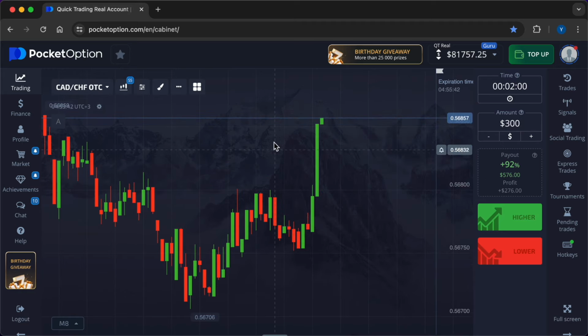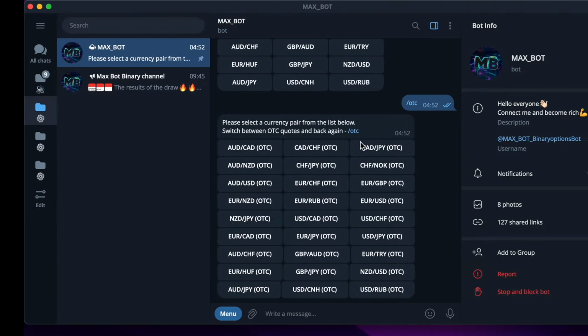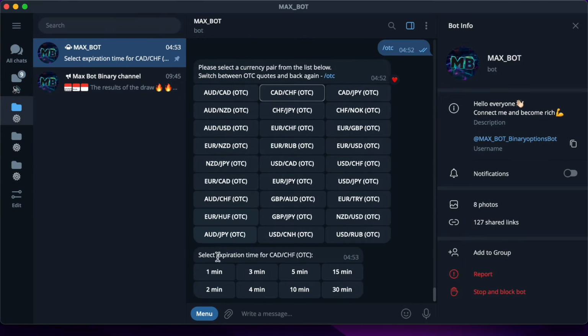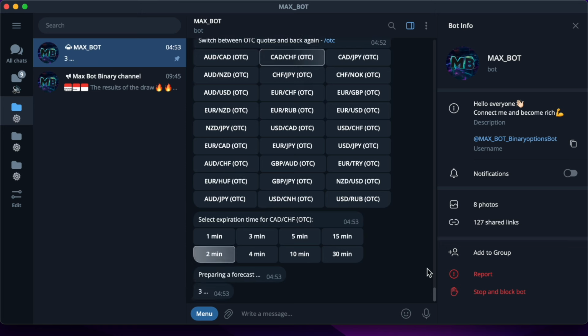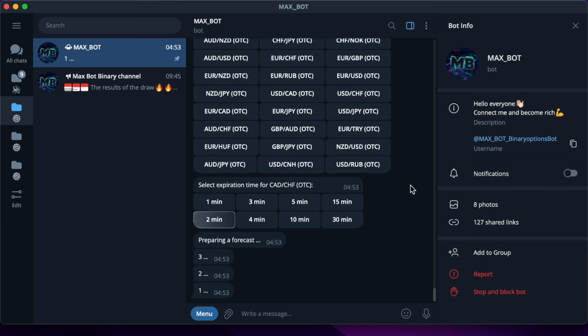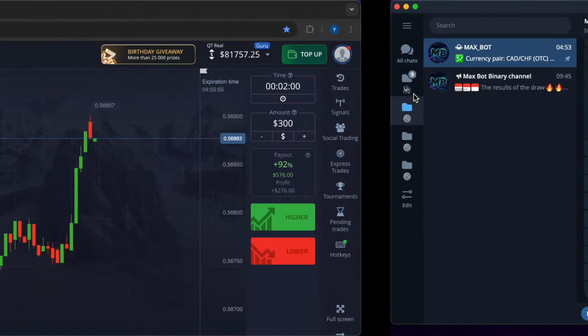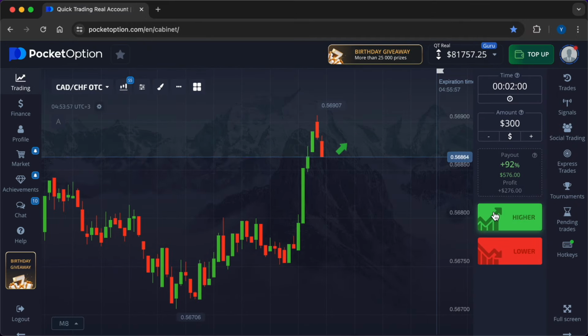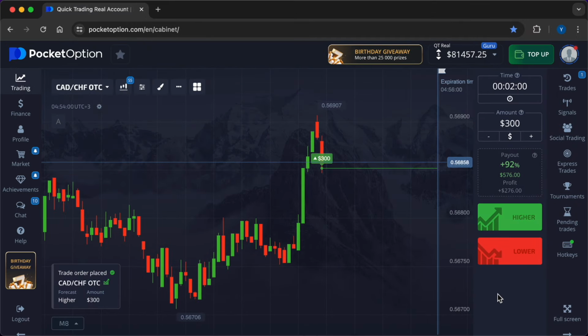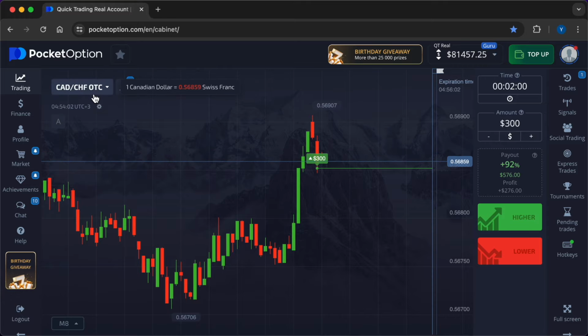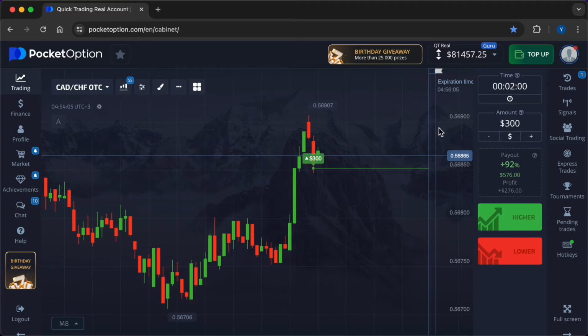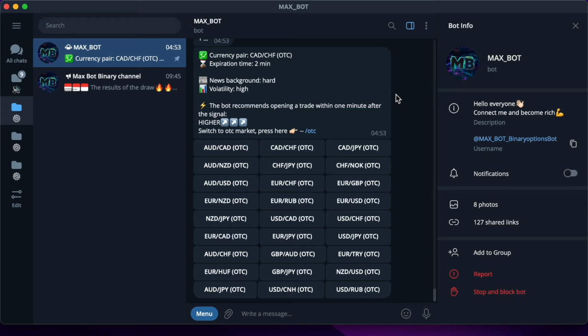I start working with the currency pair Canadian dollar, Swiss franc OTC. Time frame 2 minutes. 2 keystrokes in the robot's menu and it promptly gives a signal. Higher. You need to click on the green button on the broker's website. Entry point $300.